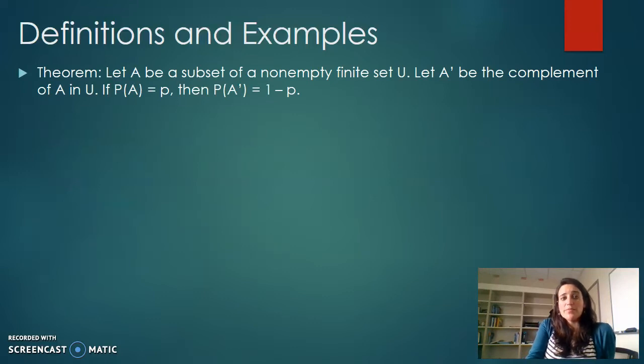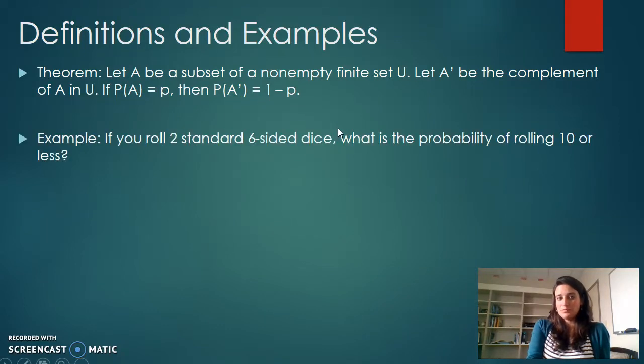So we have another theorem. Let A be a subset of a non-empty finite set U, and let A complement be the complement of A in U. If the probability of A is P, then the probability of A complement is equal to 1 minus P. This theorem helps us answer questions like this. If you roll two standard 6-sided dice, what is the probability of rolling 10 or less?